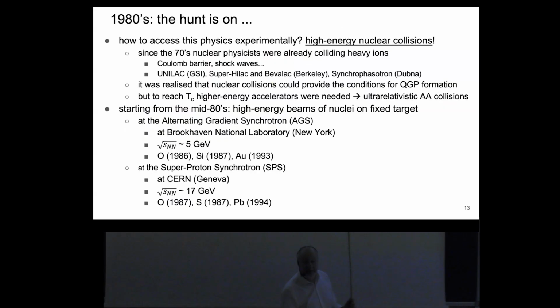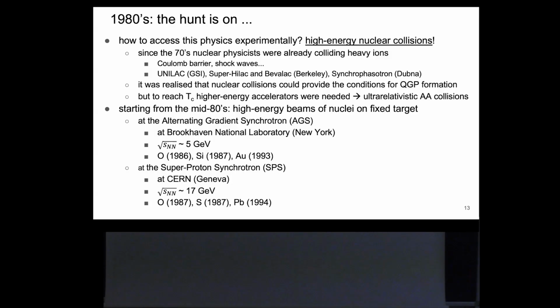Okay, so let's go on. By the 80s, the hunt for the phantomatic quark-gluon plasma was on. The idea was, how can we access this in practice? How can we create in the laboratory the conditions for producing this state of matter? Nuclear physicists at the time used heavy ions to study Coulomb barrier and shock waves in collisions between nuclei at GSI, but also at Berkeley and even in Dubna, in the then Soviet Union. And it was realized that nuclear collisions could, if one could increase the energy of the collision, provide the conditions for QGP formation.